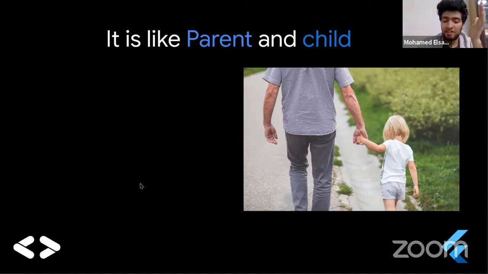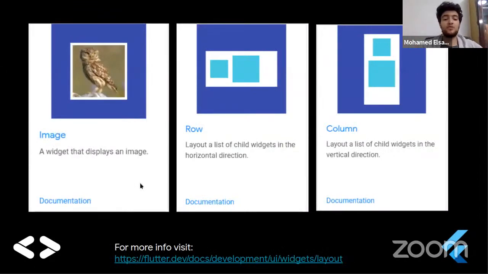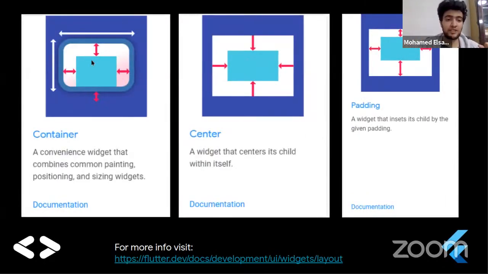So if we go back and look here, row has two children, and column as well. Image just has an image inside of it, but it cannot have any other children around. If you go one more back, container has a child, and there is a parent above it, which is the white line, and also center. It's just taking the space between the upper one, the parent, and making your child the center of its parent, as well as padding and the others.